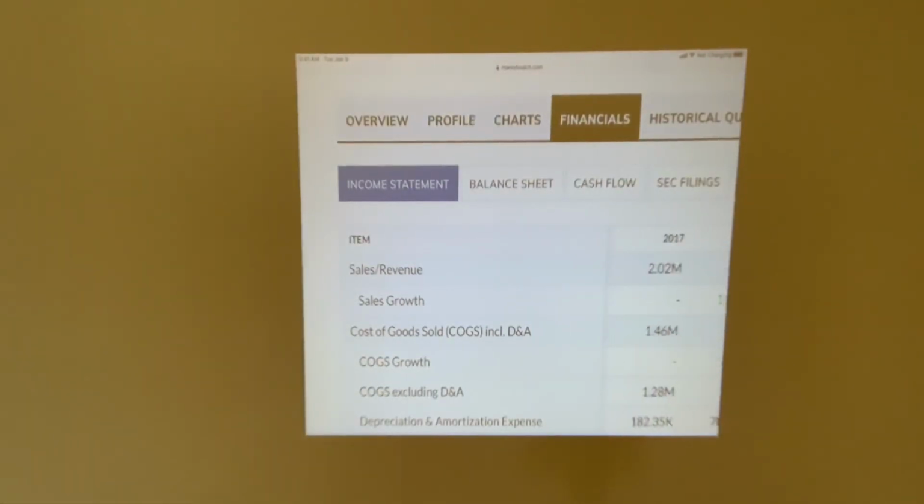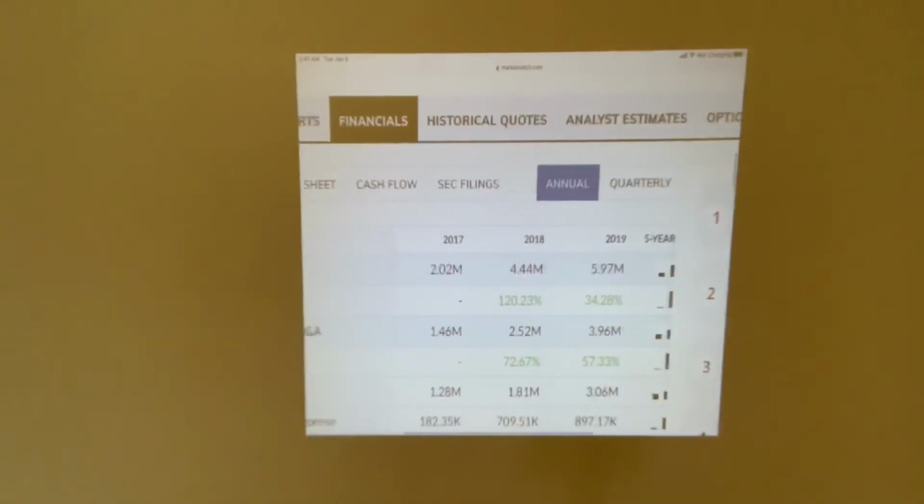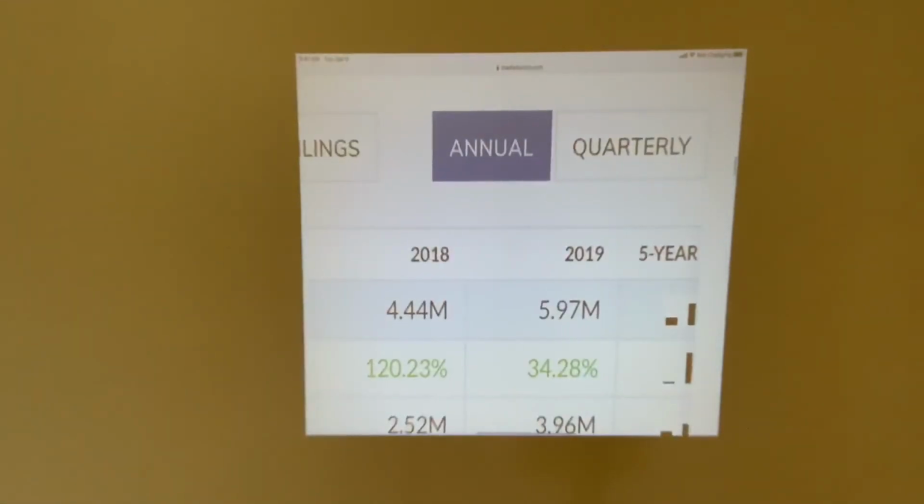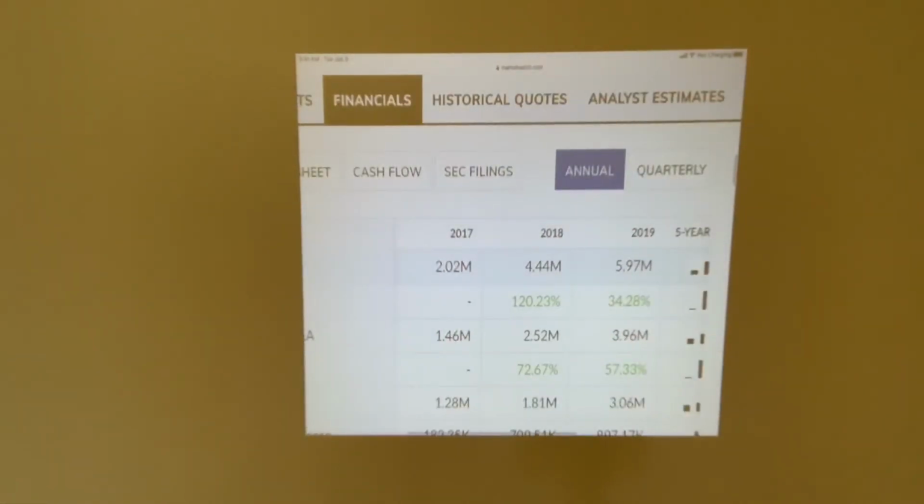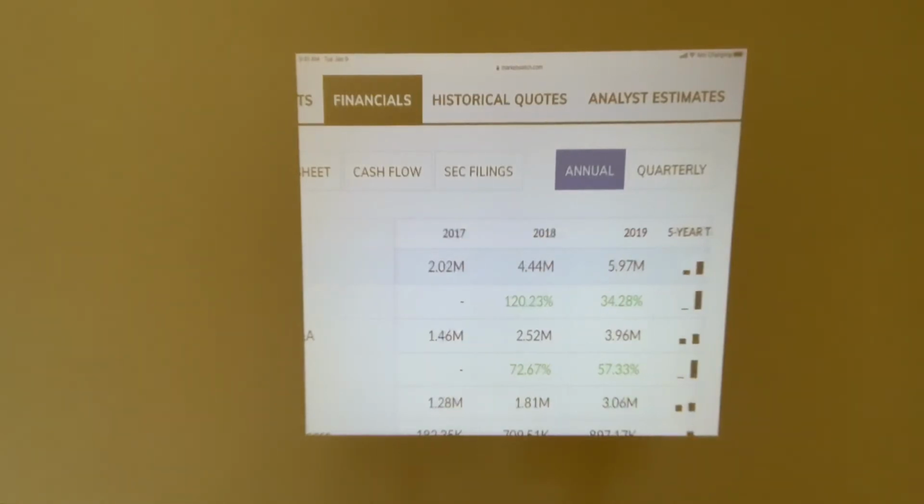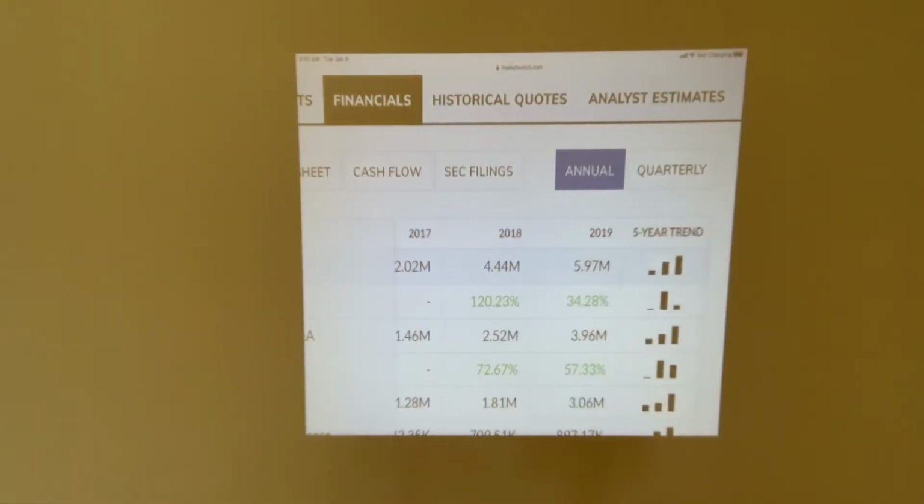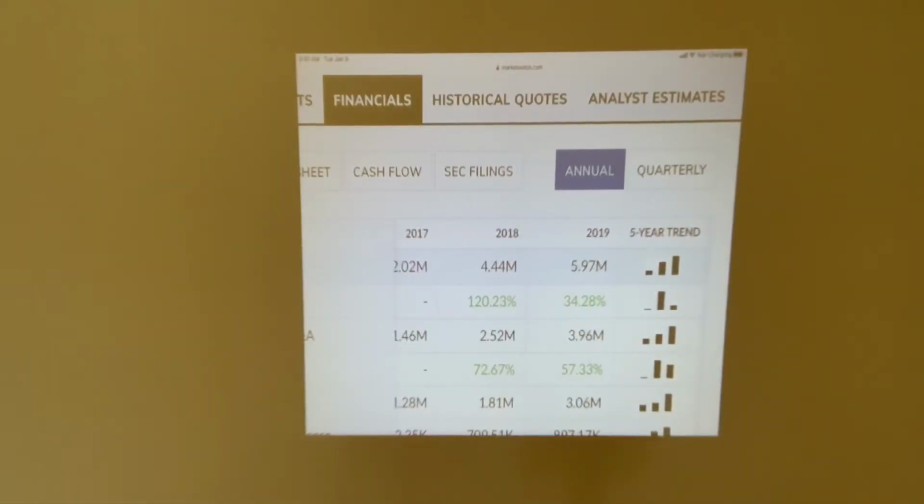You can see they have two ways. They have the annual and they have the quarterly. Normally you want to look at the quarterly. But for a stock like this, they haven't been in business for a long time. For any stock, you might just want to get a quick figure to see how much they have historically been making. 2 million right here in the whole year, 4 million in 2018, 5 million in 2019.